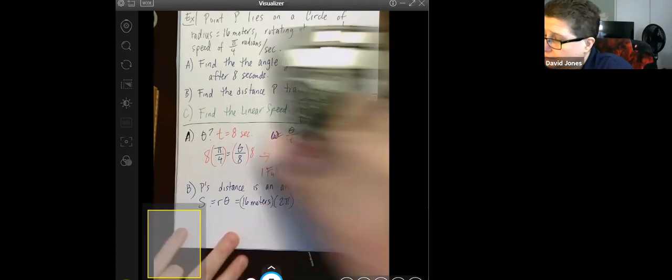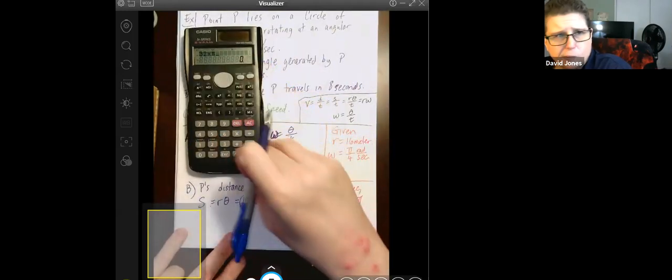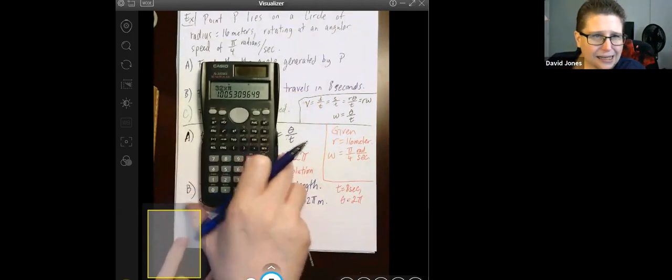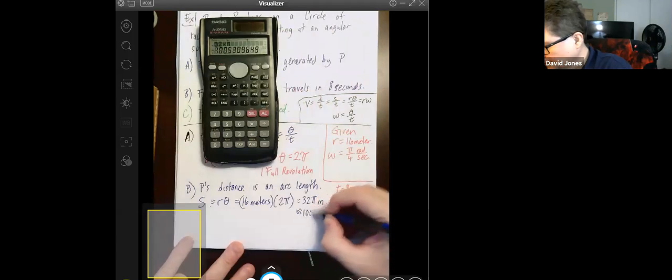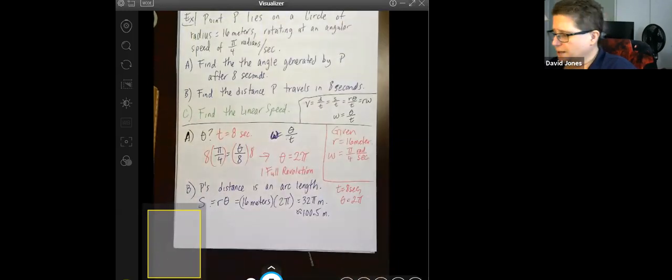And what is that? 32 pi meters means nothing to me. It's about 100.5 meters. I know I'm ignoring significant digits right now. I'd rather show you the numbers I get so that when you do it, you match.